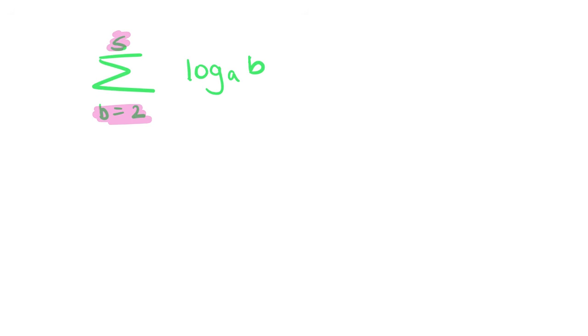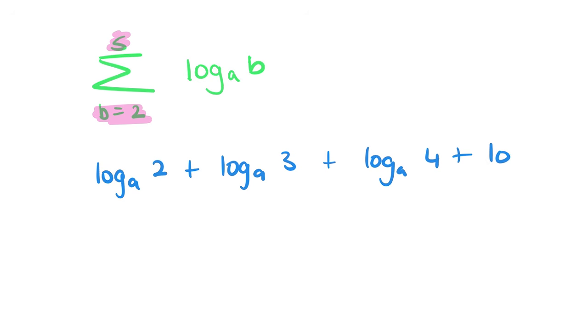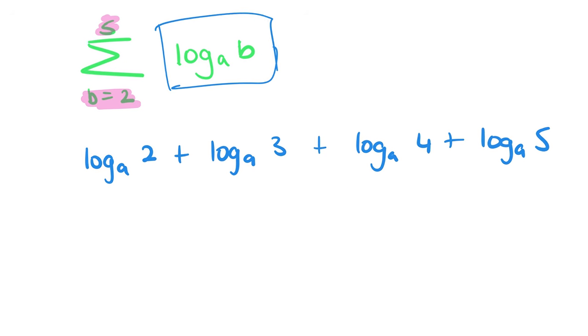So how does this look? They didn't tell us anything about a, so I leave a as is. So this is log a 2 plus log a 3 plus log a 4 plus log a 5, etc. I literally follow the rule. Okay, you have a summation button as well on your calculator, which you can use to double check.